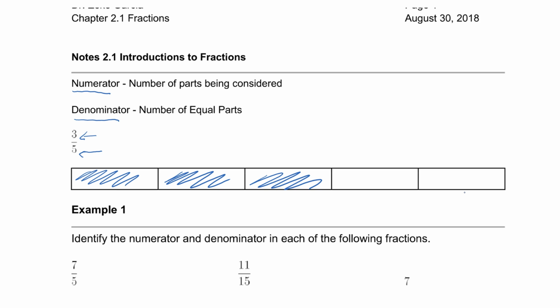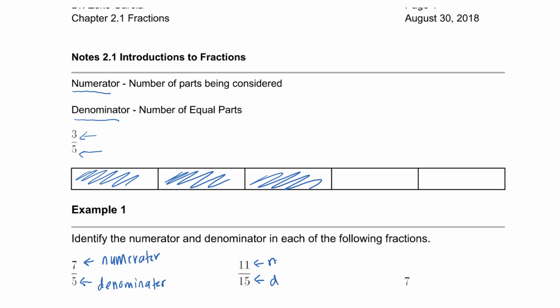Now in example 1, I did ask you to identify the numerator and the denominator. The 5 tells you the number of equal parts. In this case, it's the denominator. And the 7 is the numerator. I'm going to use N and D to denote numerator or denominator. 15 is the number of equal parts, and the number that are being considered is 11.